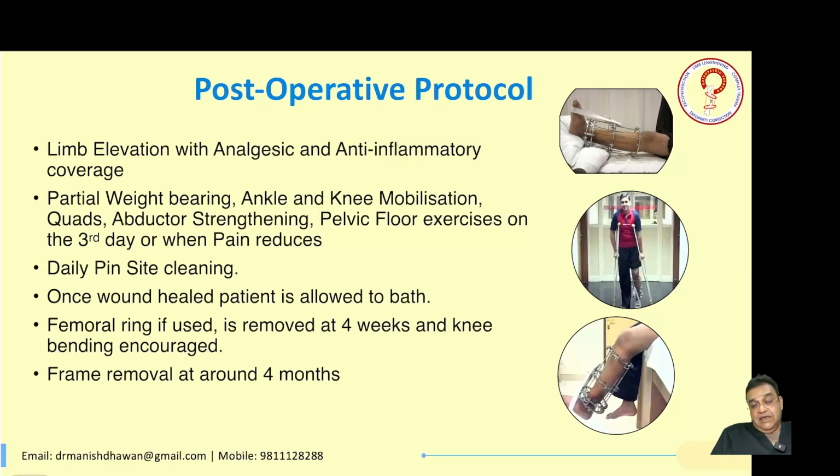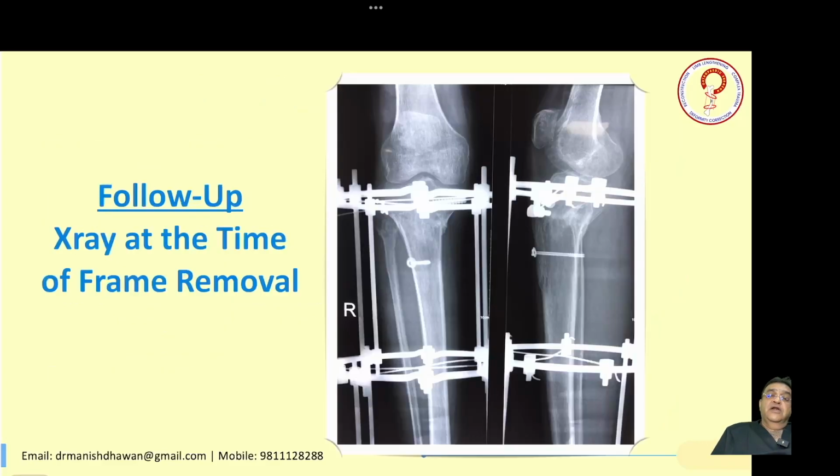Now for the pin site cleaning, the best solution is boiled and cooled water, because sometimes the betadine, the chlorhexidine, the hydrogen peroxide, the spirit which we use can be a skin irritant and cause problems. So if the femoral rings are used, you have to remove them after 4 weeks, and knee bending is encouraged after that. And frame removal is done around 4 months. It takes around 3.5 to 4 months for this fracture to unite, and you can remove it easily. Now, follow-up of the same patient at the time of frame removal. You can see a good union of the fracture.